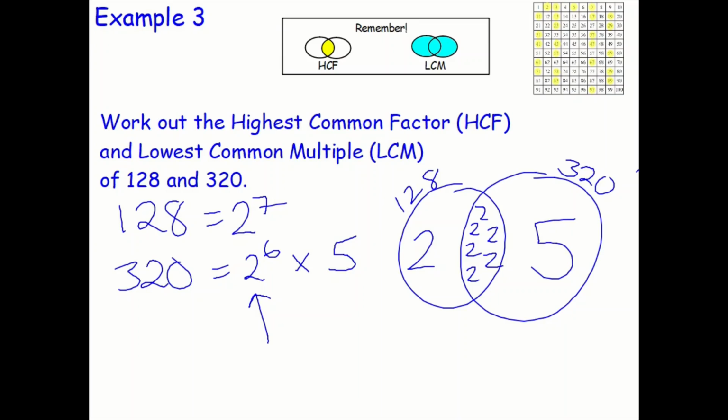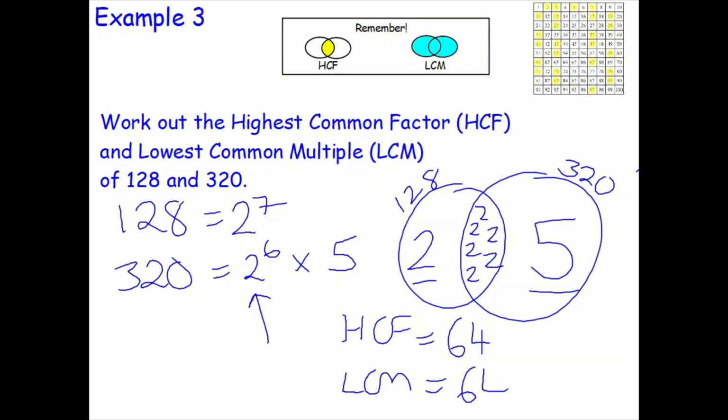Okay, so the HCF is all of those multiplied together, or 2 times 2, or 2 to the power 6, and 2 to the power 6 is 64. And the LCM is all of them multiplied together, so times that 64 by another 2, and another 5. And you get the LCM is 640.